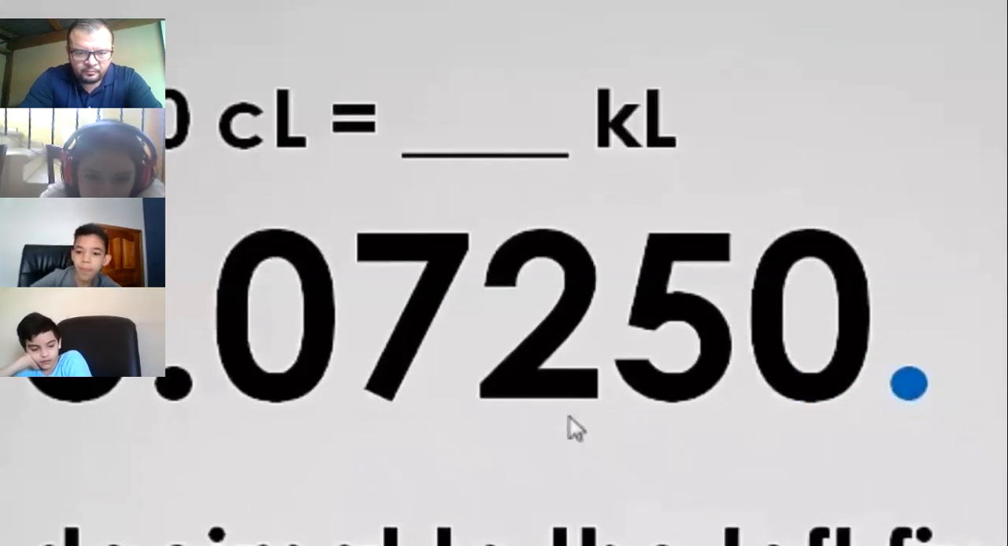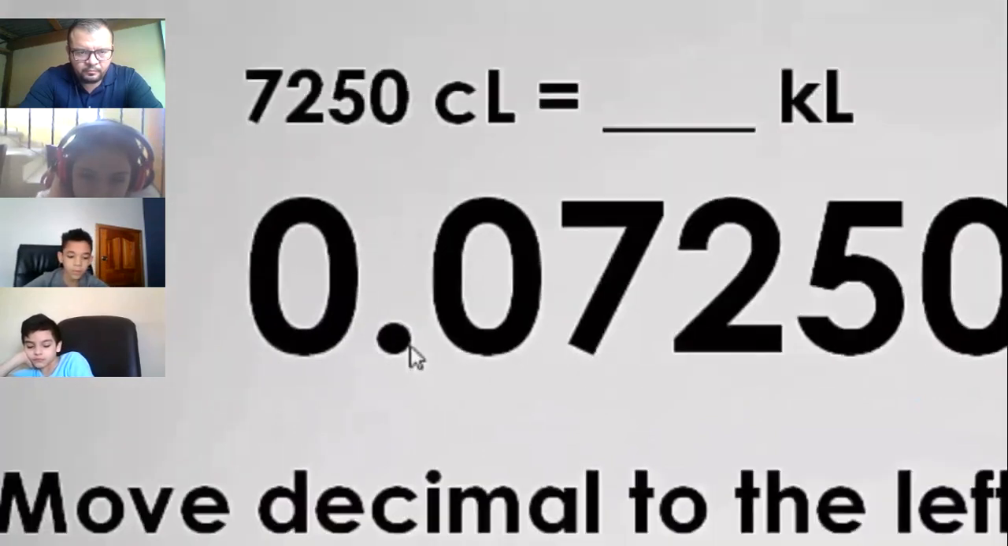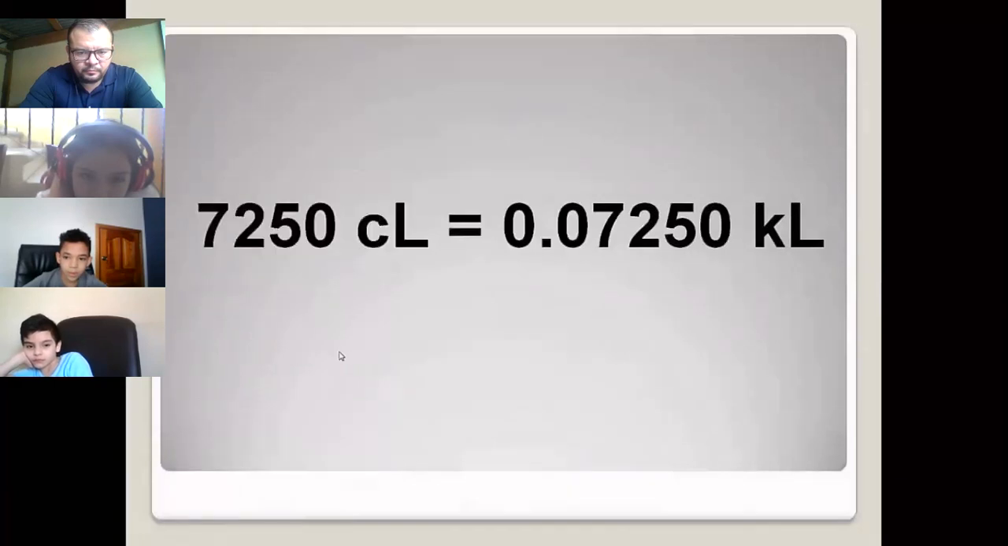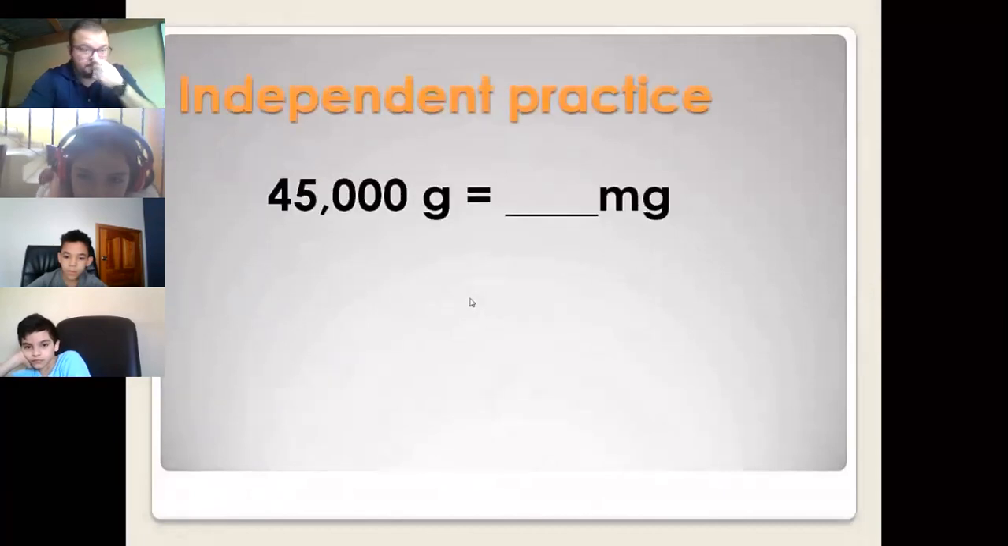1, 2, 3, 4, 5 jumps to the left. We added these 2 zeros here as placeholders. You don't really need this first one, but sometimes it makes it a little bit easier to read. So 7,250 centiliters is 0.0725 kiloliters.